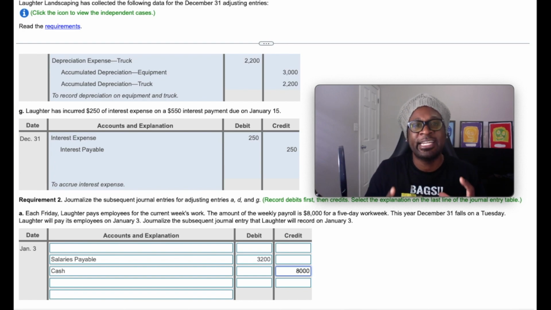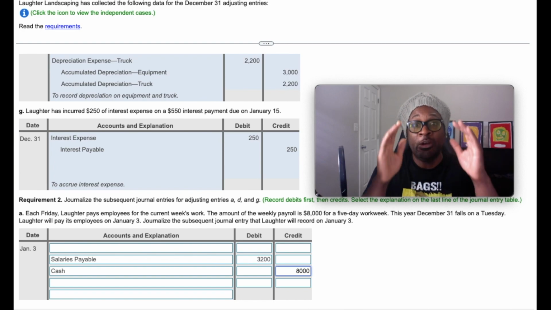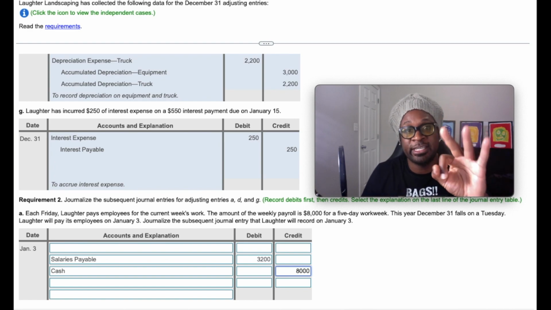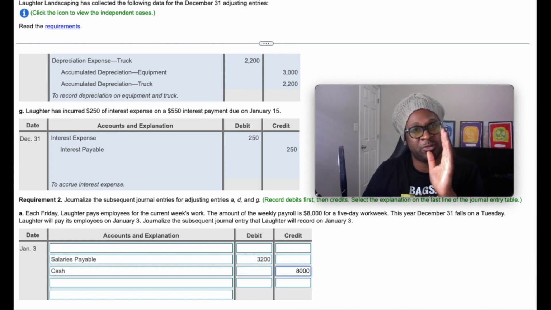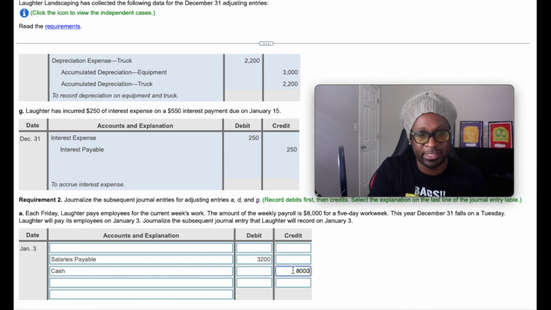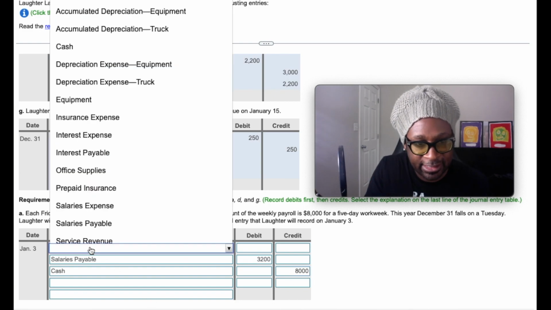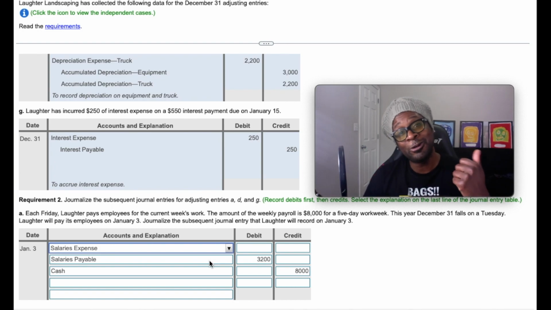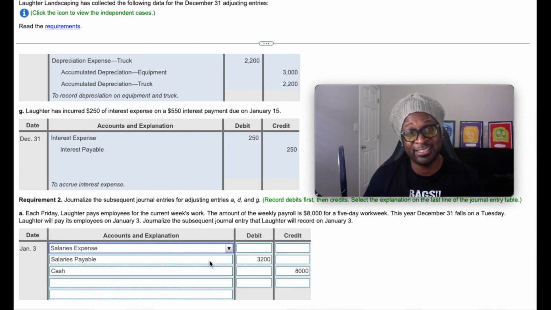We have to recognize the expense that has happened for this current year, which constitute 3 work days, Wednesday through Friday. Remember, gang, they get paid on Friday. So we have to recognize that expense. So we're going to debit salaries expense for those 3 days. And how are we going to calculate that? We're going to take the total amount, $8,000, multiply times the 3 days, divided by the 5. And that should give us $4,800.